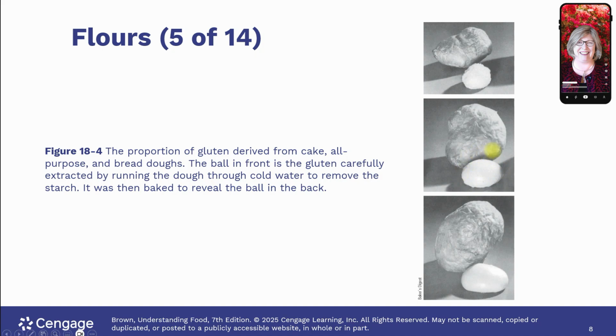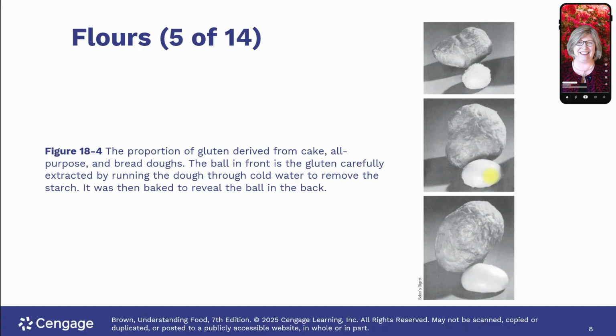And then the baked product behind it shows you what happens when it's baked, and you can see the difference. The cake flour will be the smallest, the bread flour will be the largest, and the all-purpose flour is right in the middle. Now, how did they get the gluten out separately?